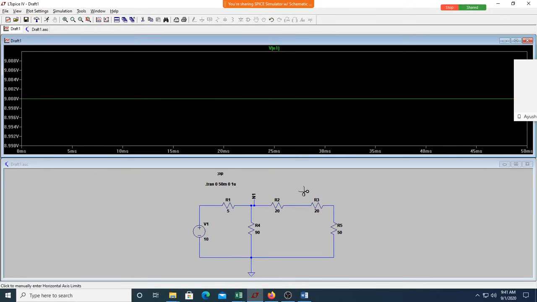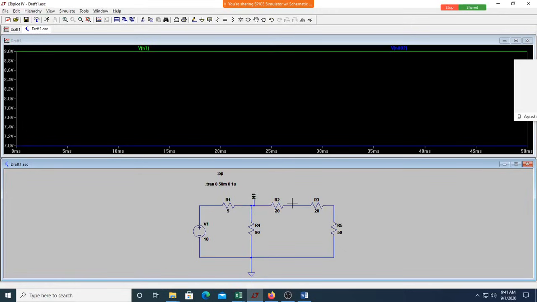Suppose I measure the voltage using a single probe. What are you getting now? How much is the expected voltage at this point? Sir, 7. Why? Our intention was to measure the voltage across R3. Since you put only one probe, what are you actually measuring? The voltage with respect to ground. Correct. So the voltage with respect to ground at this point is this drop plus this drop. Am I correct? Yes, sir.